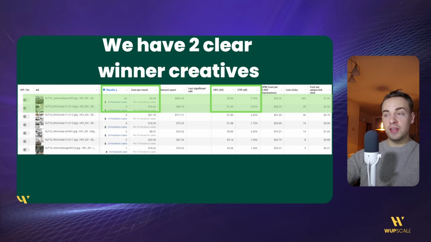So now to create the next round of creative testing, you see that these ads had a quad image layout. So 2 images at the top, 2 images at the bottom. For the next round of testing, we swapped the order of the images and we used different images as well. This was a furniture store.